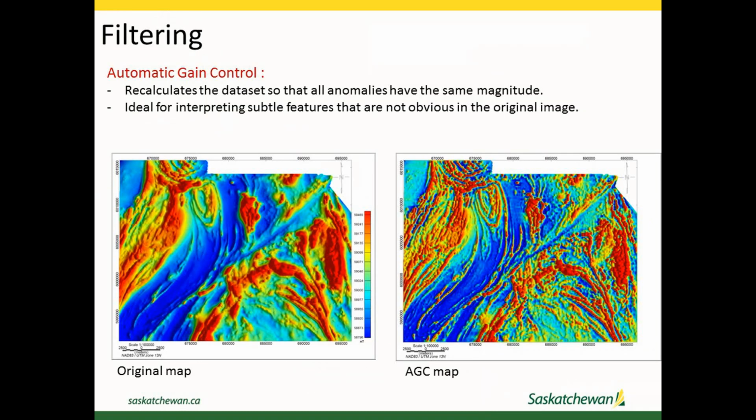Automatic gain control. It recalculates the data set to normalize the amplitude of the magnetic anomalies. Usually in the original data, subtle features with small amplitude are masked by high amplitude anomalies. So it normalizes the data, so we have the same amplitude for both strong anomalies and subtle anomalies. Here we can see subtle features which are usually masked in the original map.